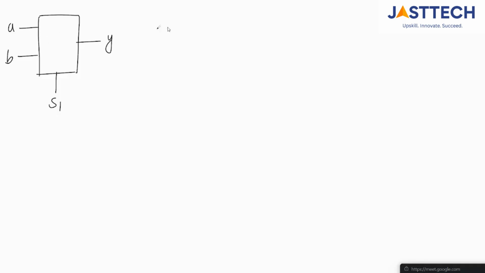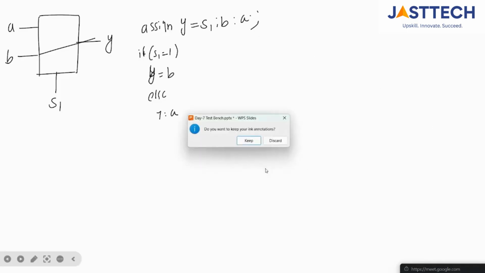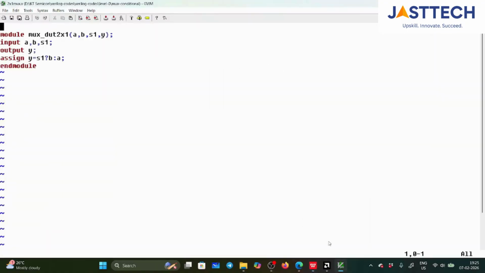So I'm using the continuous assignment statement, that is assign. Assign y equal to what? If S1 equal to 1, which one is connected? B is connected, so y equal to B. Else y equal to A. So this is the ternary operator. We have already seen the ternary operator. Within one statement, I am writing the logic for the 2 cross 1 mux.